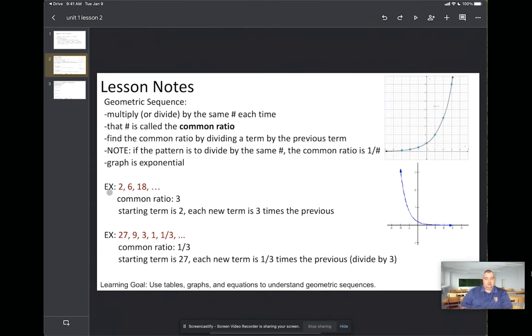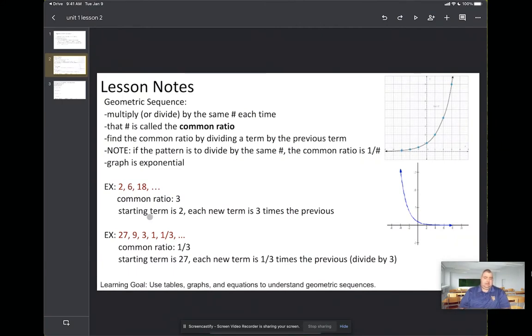This first example is a simple example. We have a sequence in which our pattern is to triple each time, to multiply by 3. 2 times 3 is 6. 6 times 3 is 18, so on and so forth. So we can clearly see that the common ratio is 3. Find the common ratio by dividing each term by the previous term. If I do 6 divided by 2 or 18 divided by 6, I get 3, the common ratio.